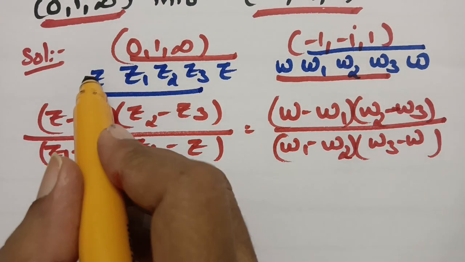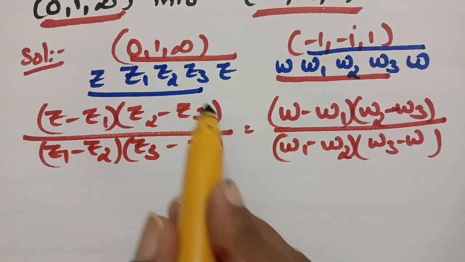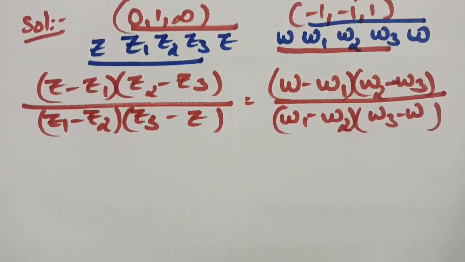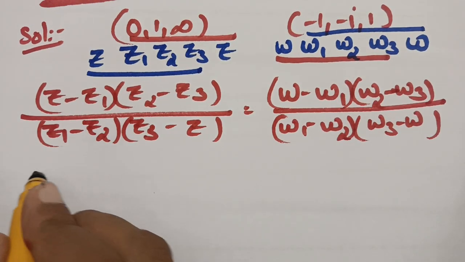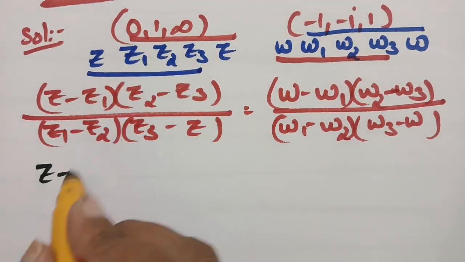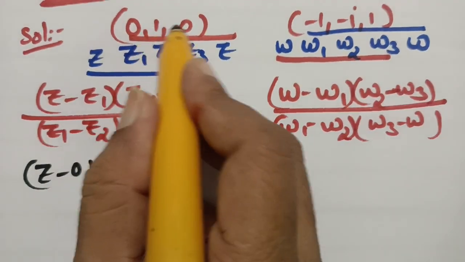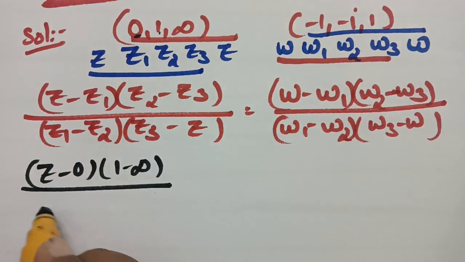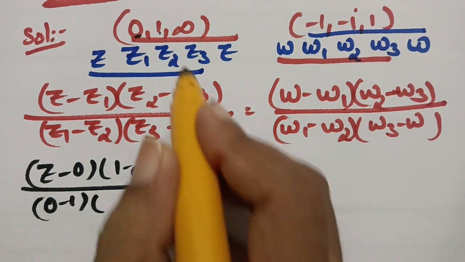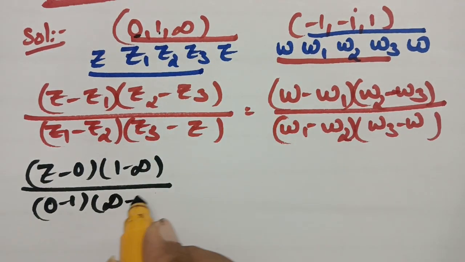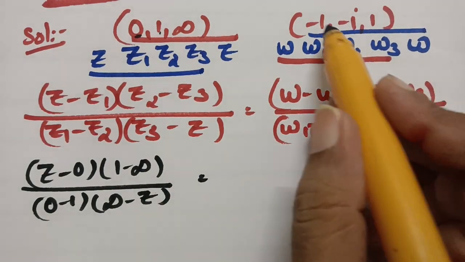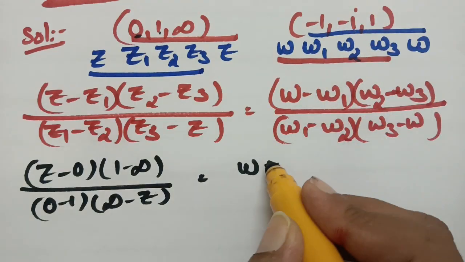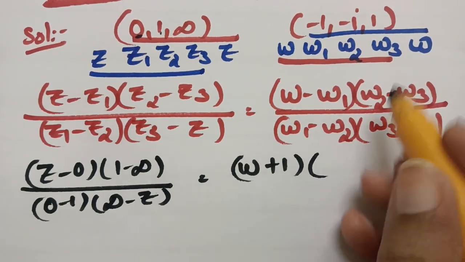First I'm applying the z1, z2, z3 values. So this is z minus 0, and next 1 minus infinity here, and in the denominator 0 minus 1, and this is infinity minus z. Clear? And here also the same thing: w minus, what is w1? Minus 1, minus of minus, plus 1.